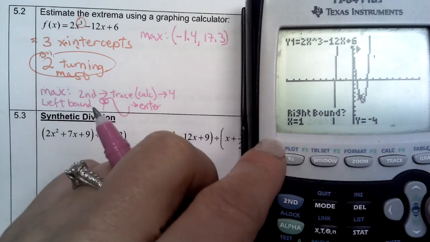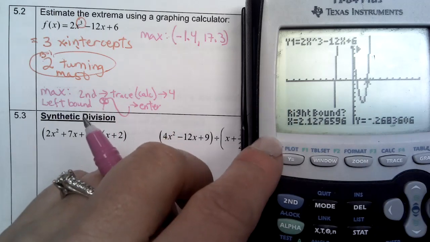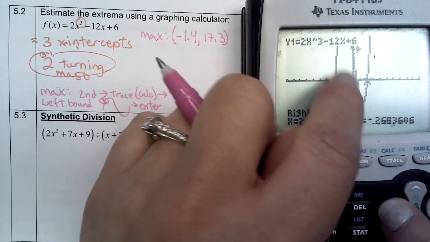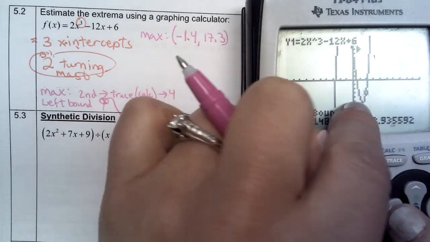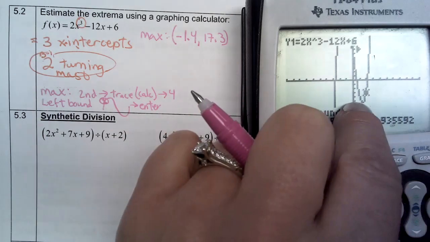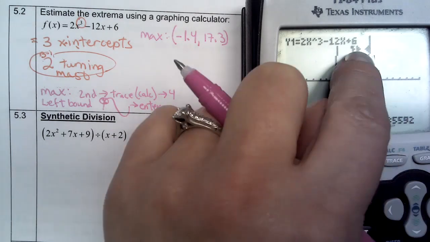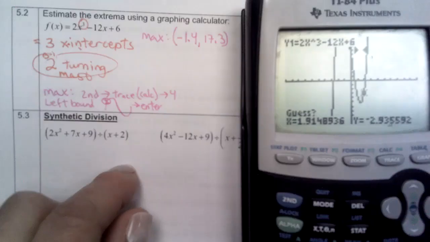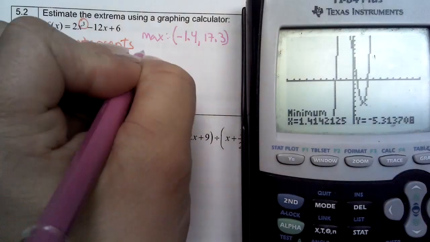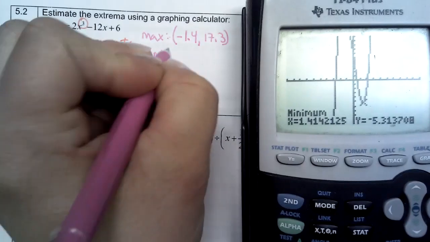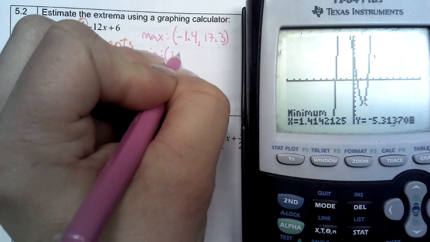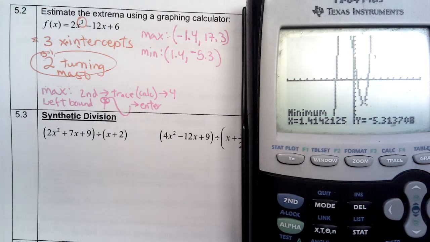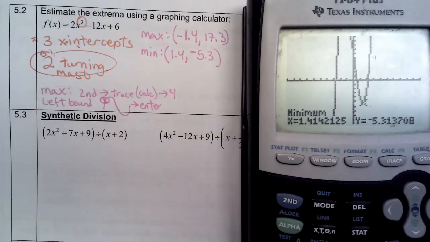Now my right bound is going to be somewhere over here. I'm just going to scroll past it, and it doesn't matter. You can scroll anywhere past it as long as it's past where that minimum value is. Now it says, do you want me to guess? Do you want me to find a minimum between these 2 arrows? Hit enter, because yes, you do. So my minimum point then is 1.4 and negative 5.3. So we can use our calculator to do that.